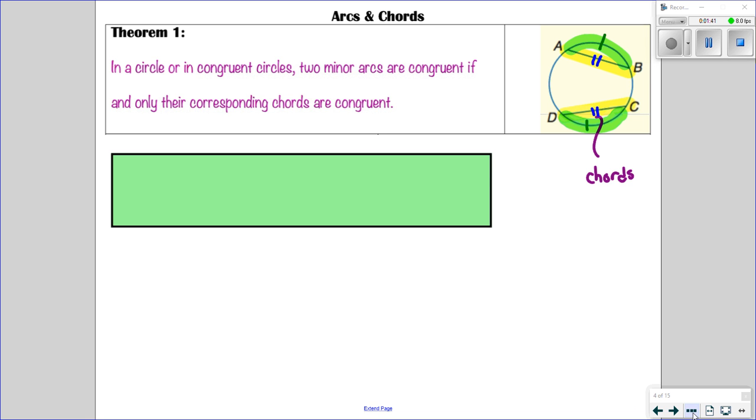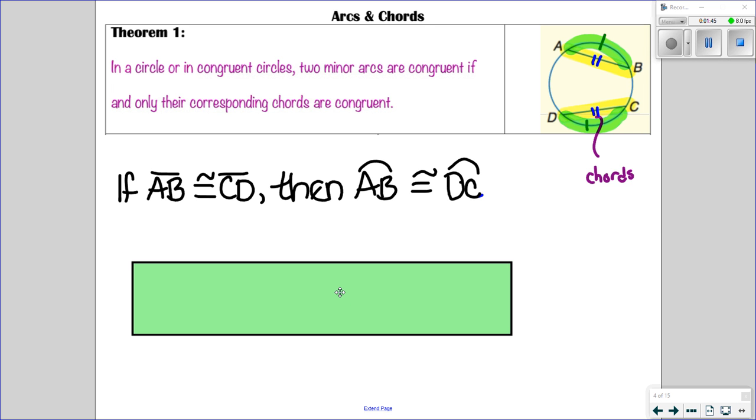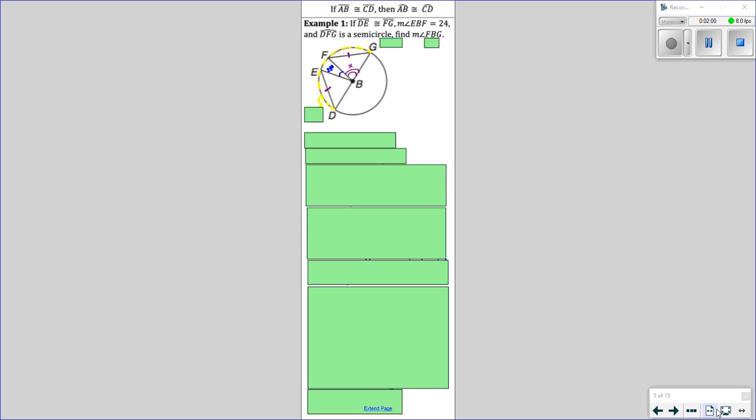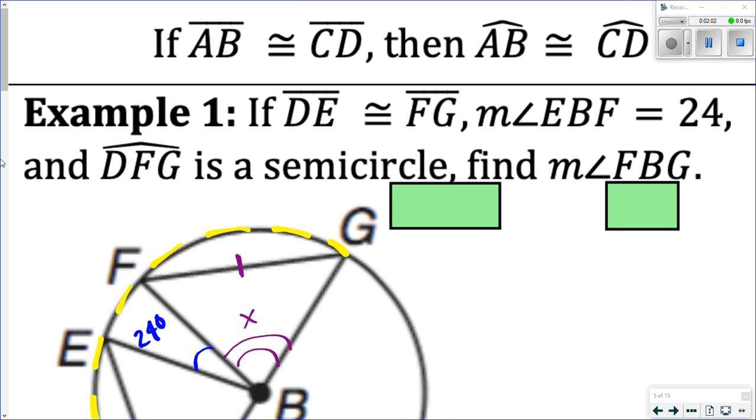And then I'll just reveal this. So if chord AB is congruent to chord CD, then arc AB is equal to arc DC. So that's what the first theorem is talking about. So we're going to do an example based on that, and I'm going to make this wider.